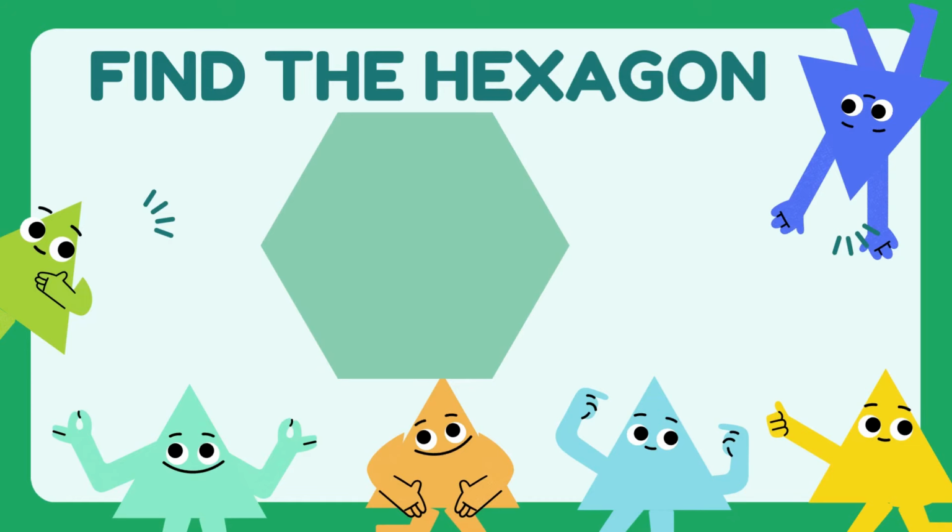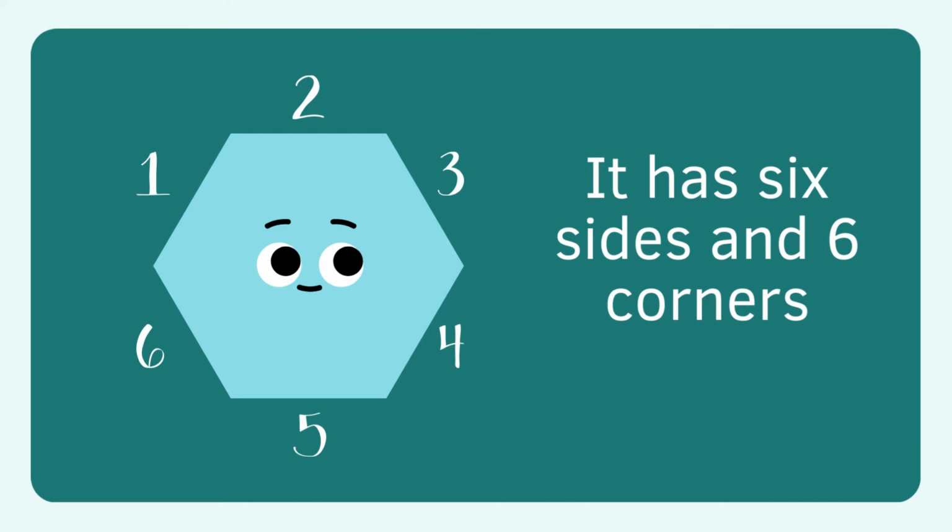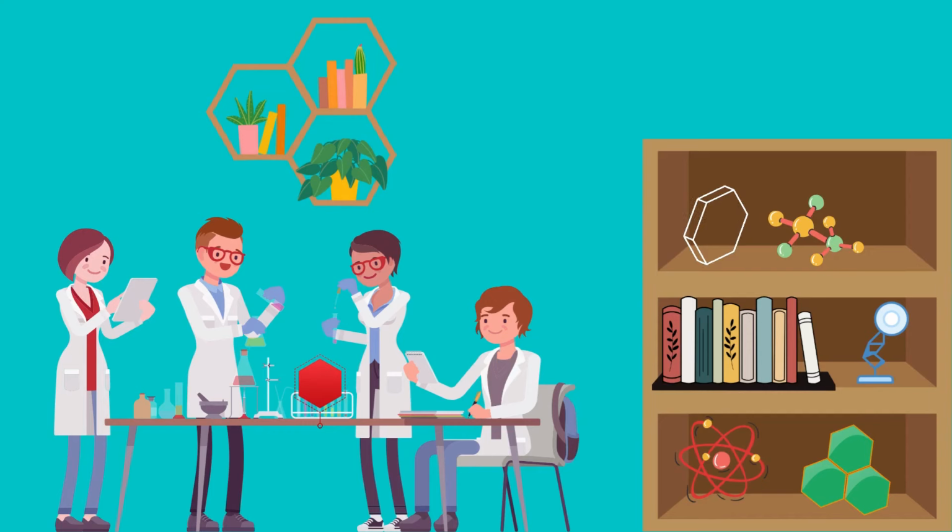Find the hexagons. The hexagon has 6 sides and 6 corners. Find the hexagons.